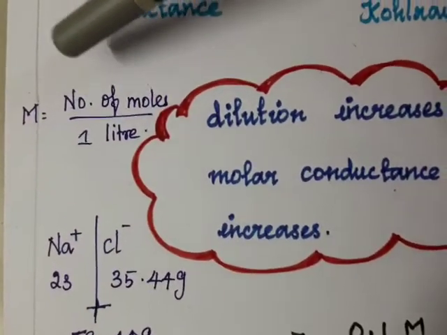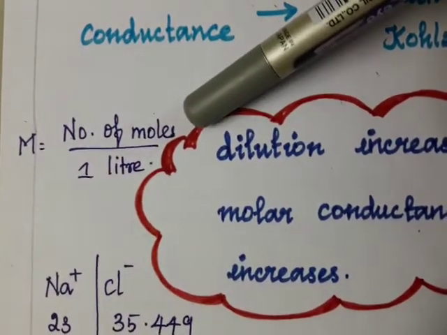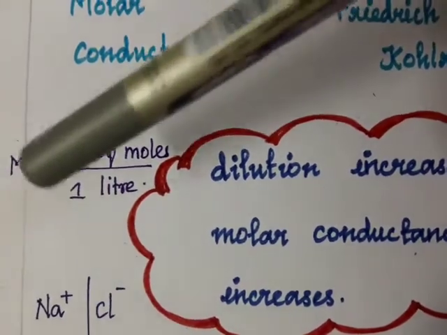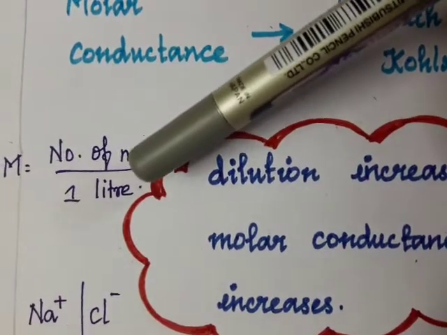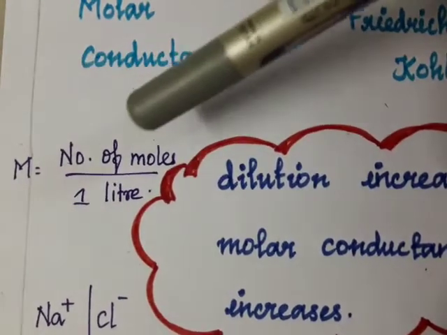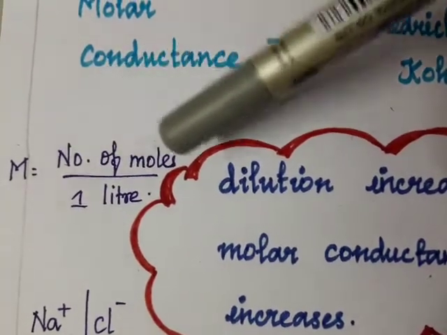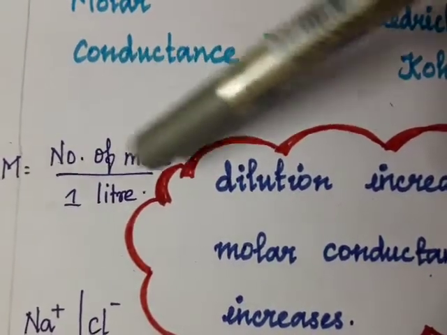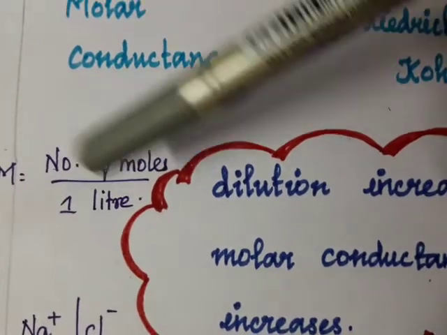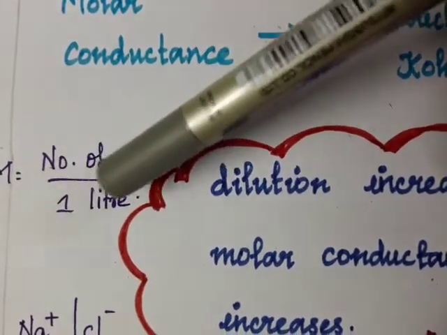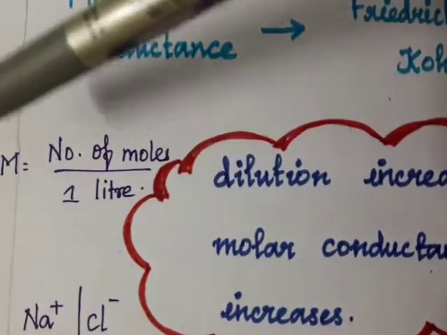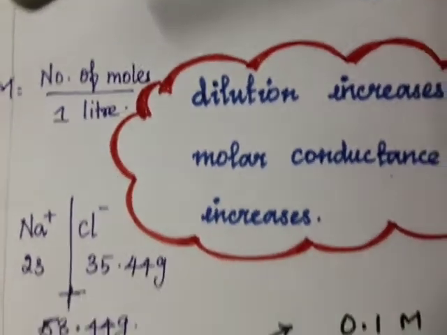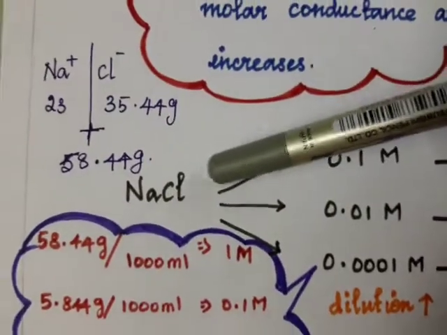Molarity means the number of moles of solute divided by 1 liter of solution. Or else, 1 mole per 1 liter is considered as 1 M. 1 mole of the solute in 1 liter of the solution is said to be molarity. That is considered as a 1 M solution, right? Like that we are saying for NaCl.